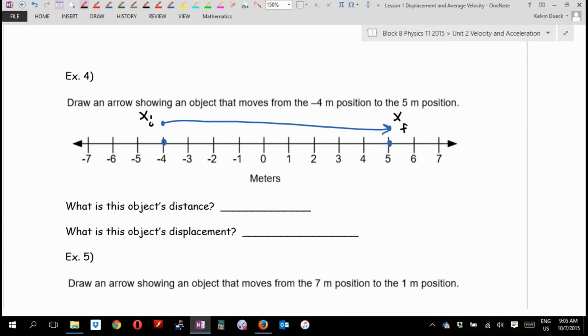What's this object's distance? 9 meters. What's this object's displacement? Also 9 meters. And this time I might, when I read it out, say positive 9, just to remind me that I went to the right. But in this case, the distance and the displacement are the same value.